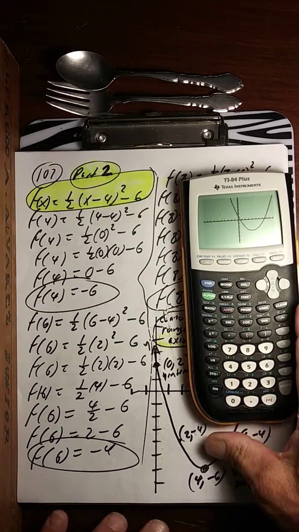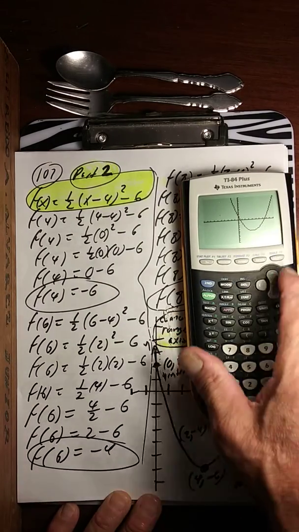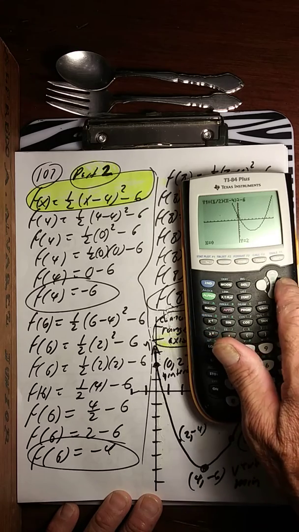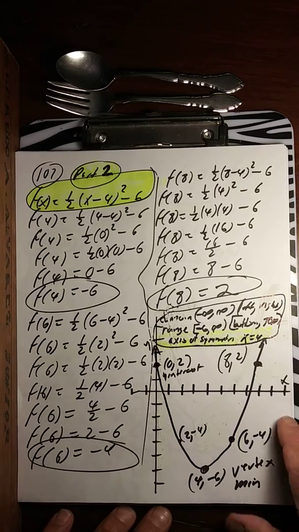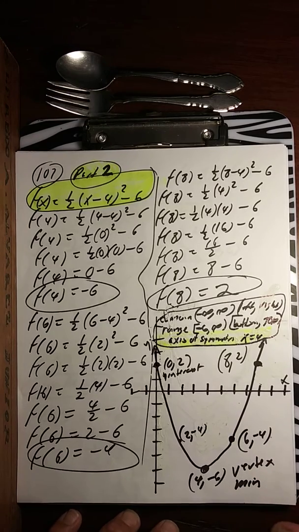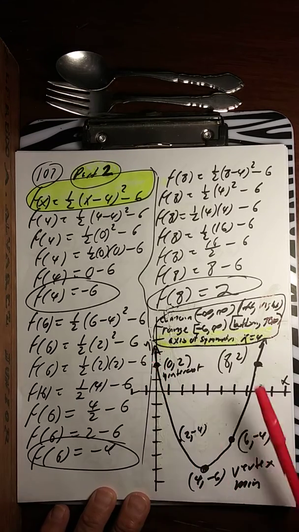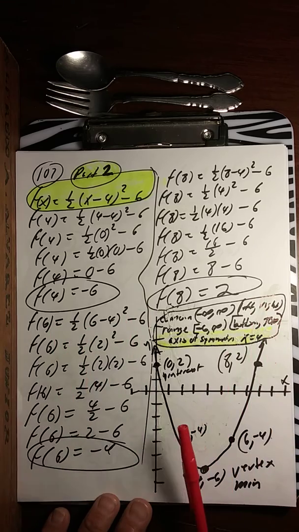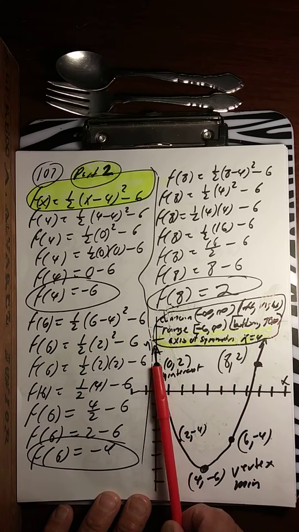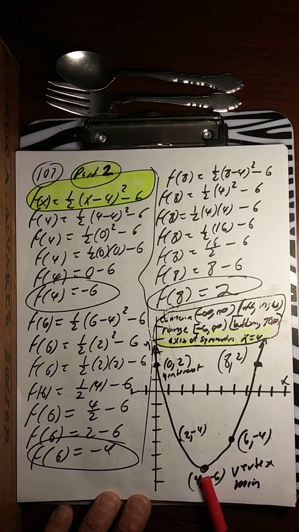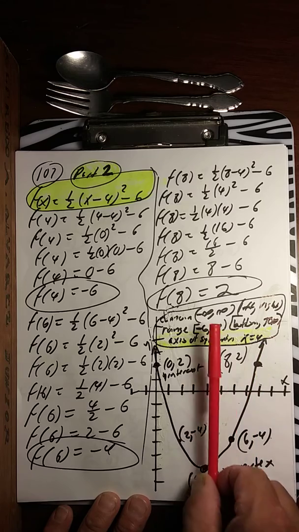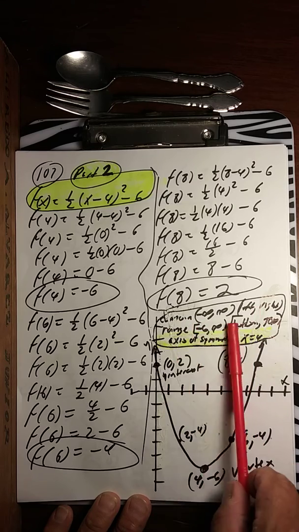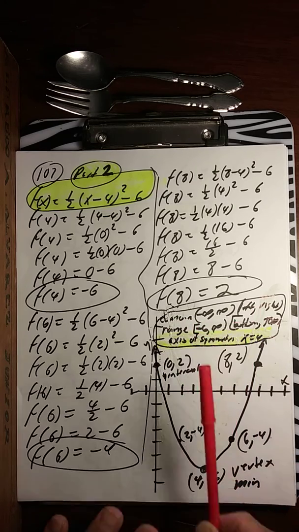Alright, so we have trace if you want to find some more points on there. But we have domain, infinity, infinity. We have the y-intercept right there. And we have the vertex right there, 4, negative 6, and it's a min. So the axis of symmetry is right there. X equals what? 4. Domain, range, and then axis of symmetry right there, 4.